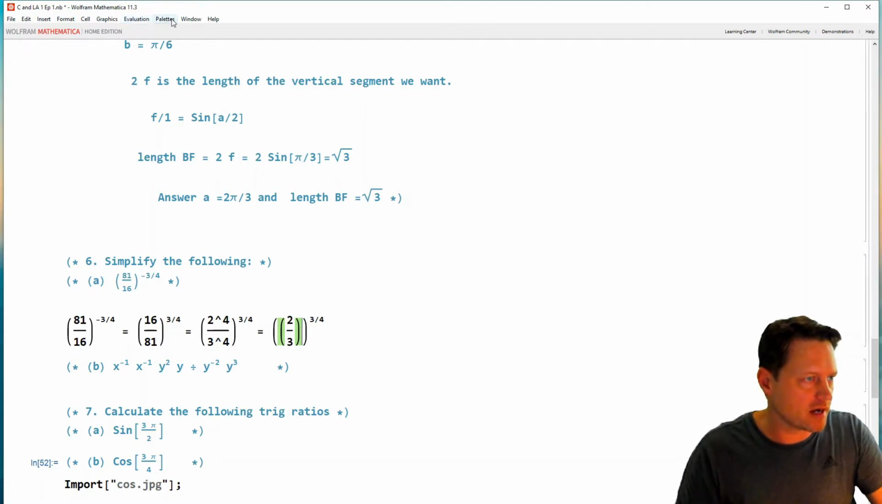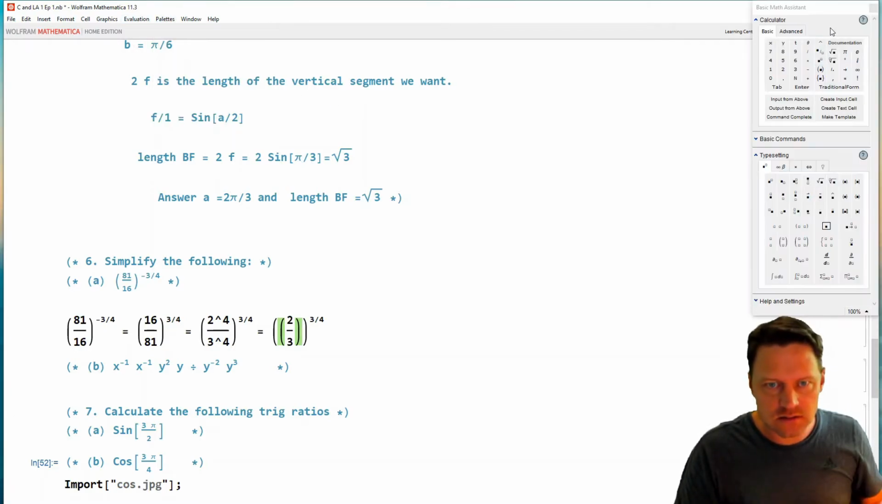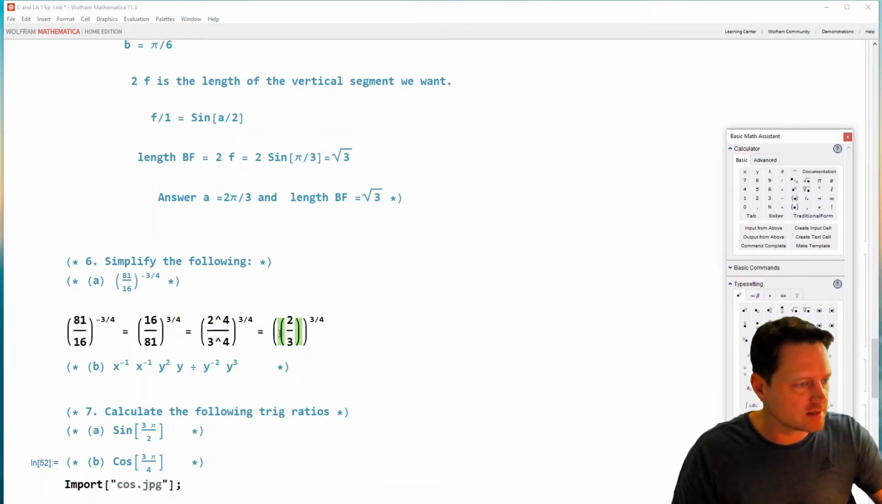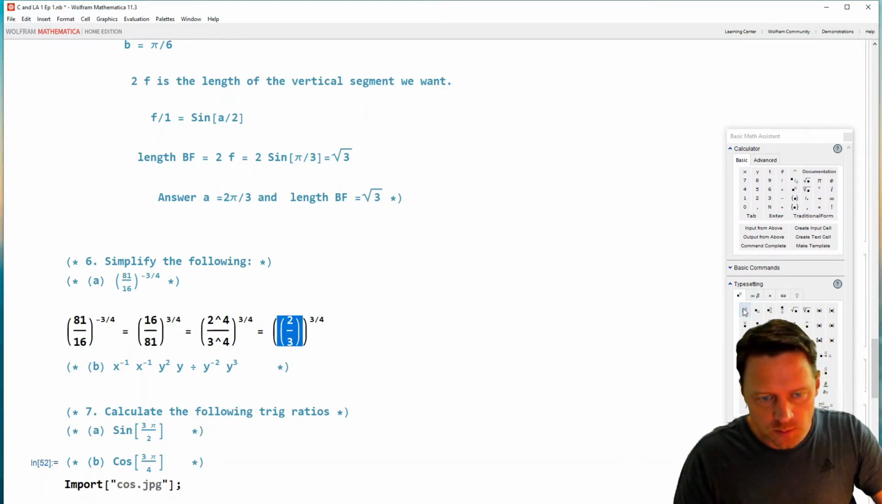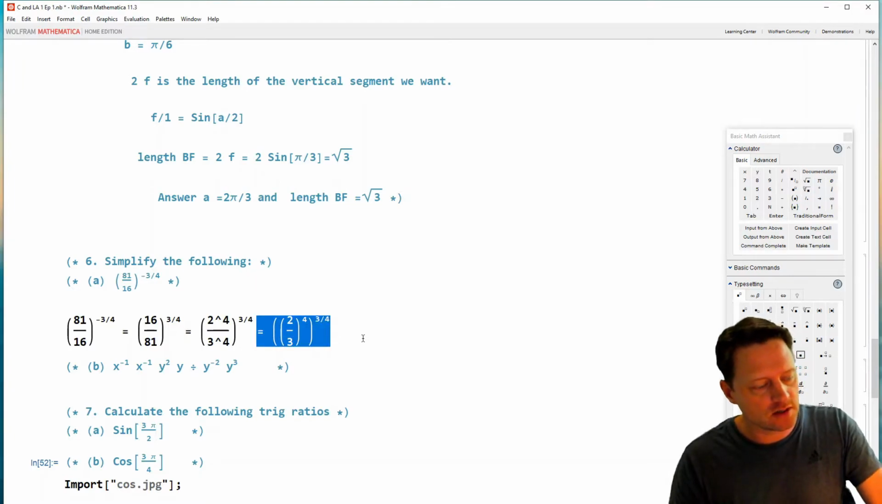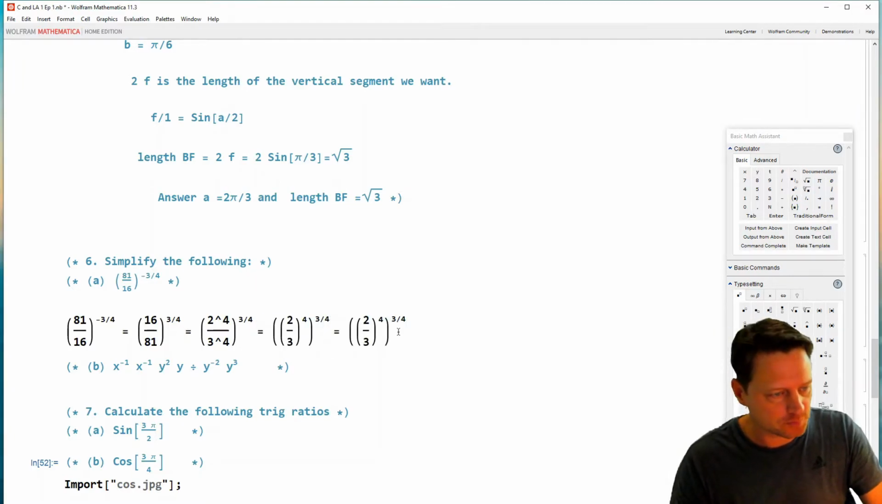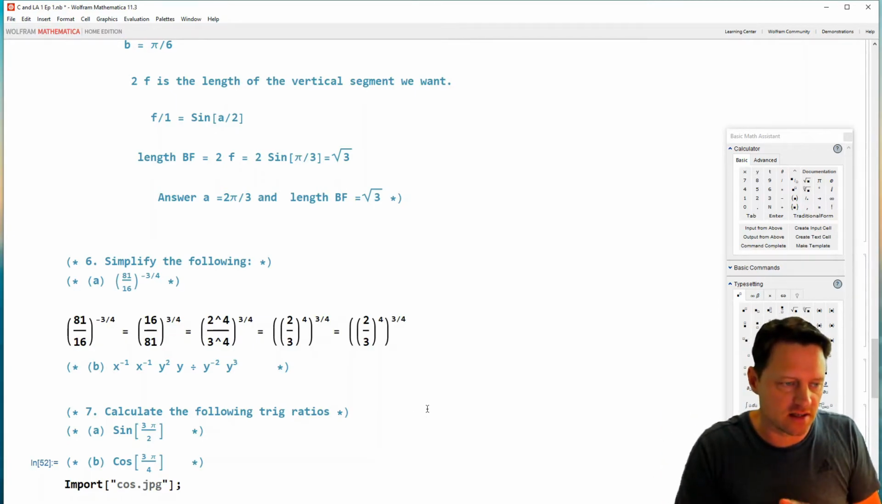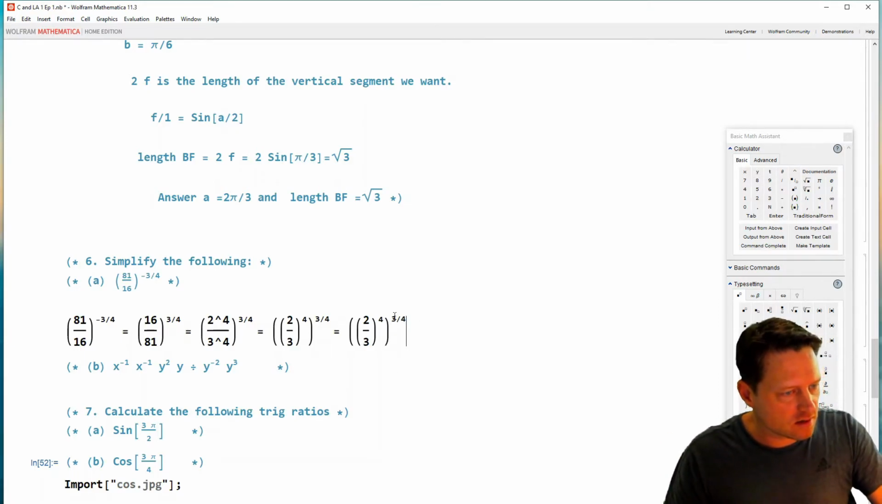So I'll open up a palette again. I keep closing this because it's kind of getting in the way, but I seem to need to open it again. Okay, so 2/3 to the power of 4. And now we want to use an exponent rule that says we can just multiply these exponents. We have a to the power of b all to the power of c, so that's a to the power of b times c. Okay, so 4 times 3/4 in the exponent.